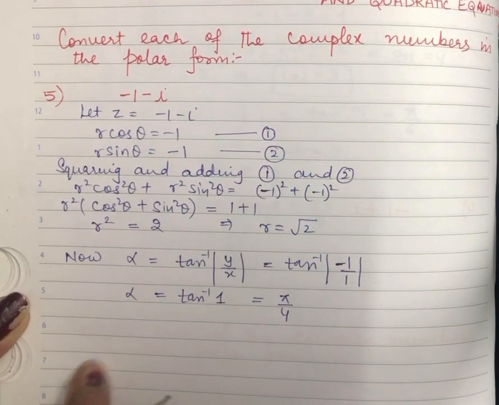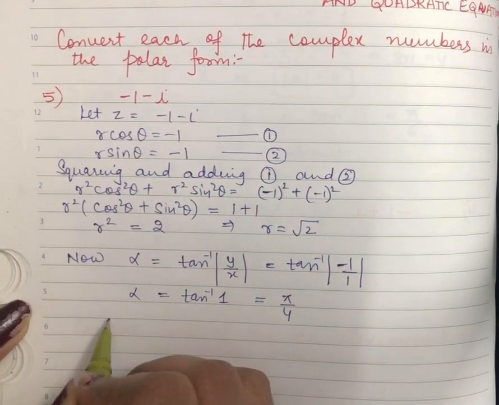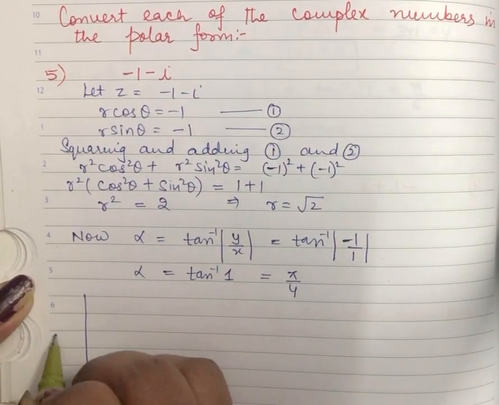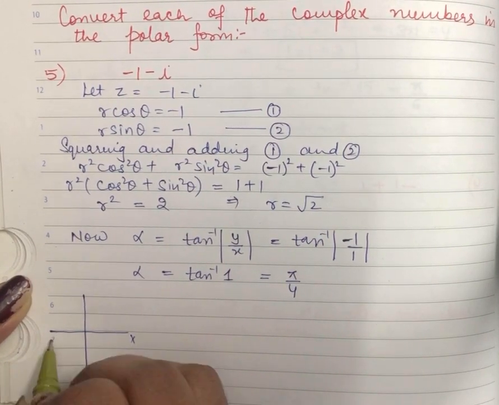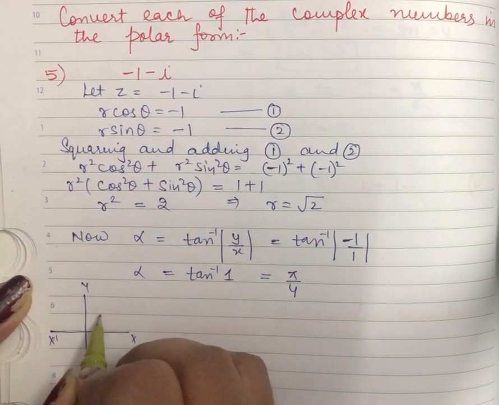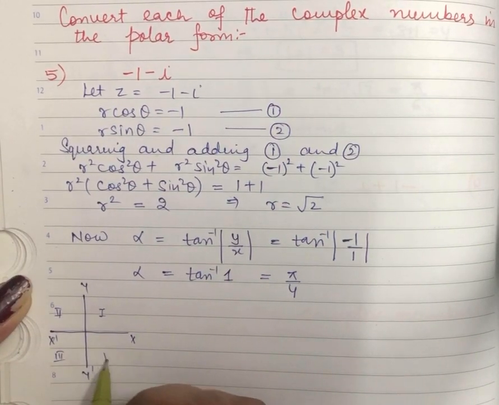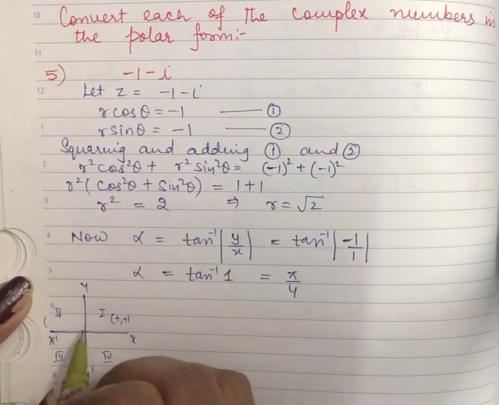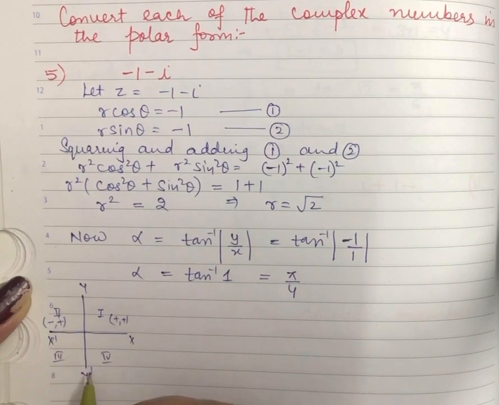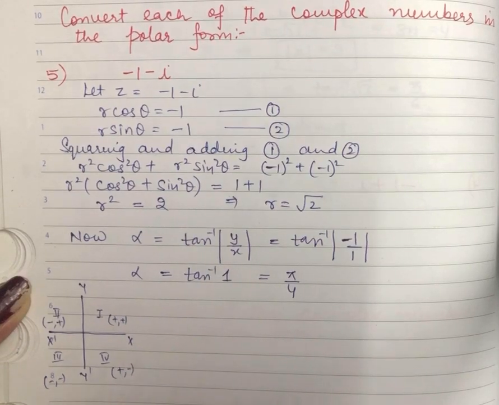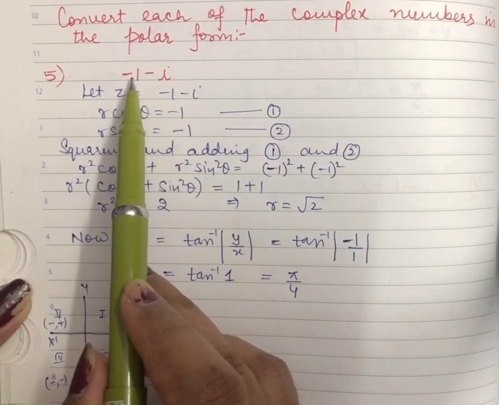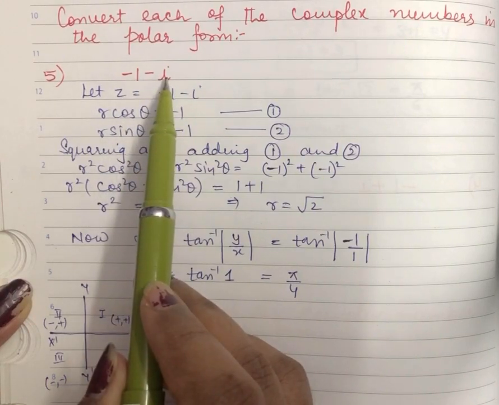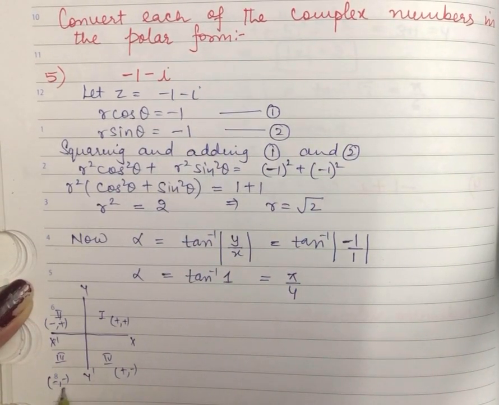Now we will see in which quadrant this complex number lies. Just look at this. This is the x-axis and this is y. First, second, third and fourth. In the first quadrant there are always positive signs. In the second quadrant negative x and positive y. In the third both are negative, and in the fourth positive x and negative y. Now here we can see the real part is negative and the imaginary part is also negative. Both are negative, so it lies in the third quadrant.